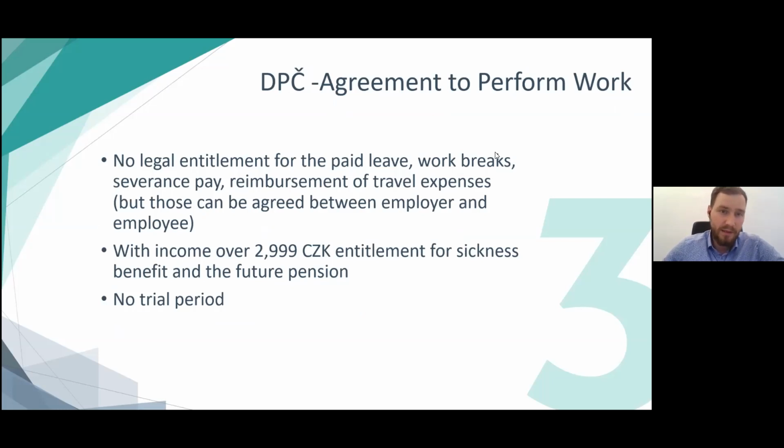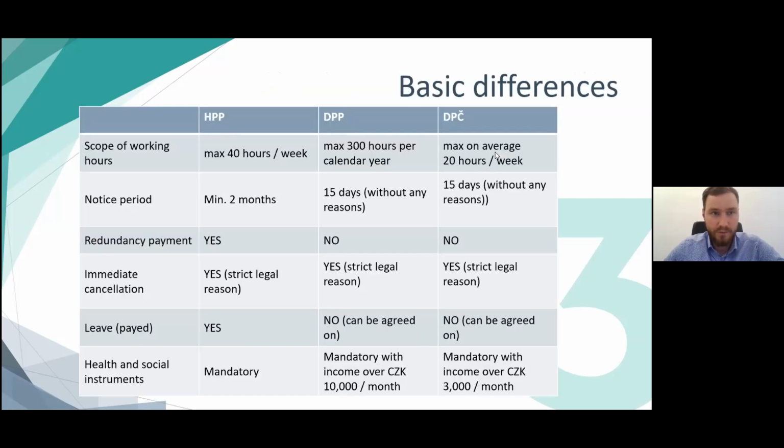As with the other agreement, there's no legal entitlement to paid leave, work break, severance pay, and the other things, if you don't have it settled in the agreement itself. There's a limitation too, and this one is way lower. It's 2,999 Czech crowns. Below that, you don't have to pay any social insurance, but if you go over this limitation, both the employee and the employer have to pay for their social security. There's no trial period as well.